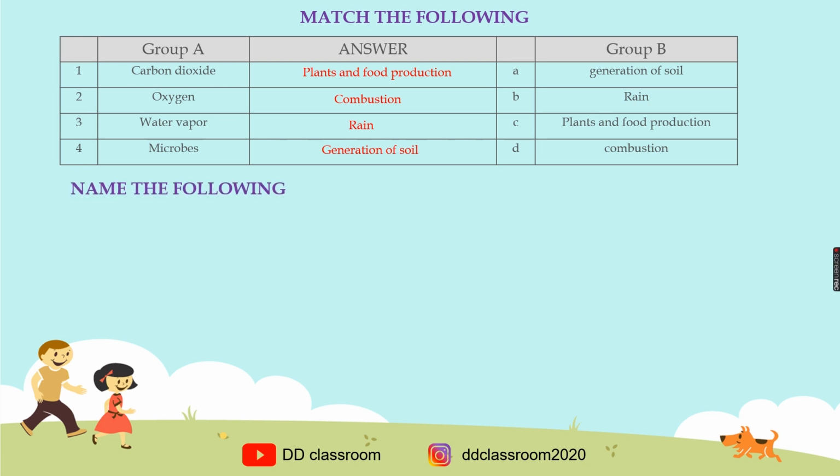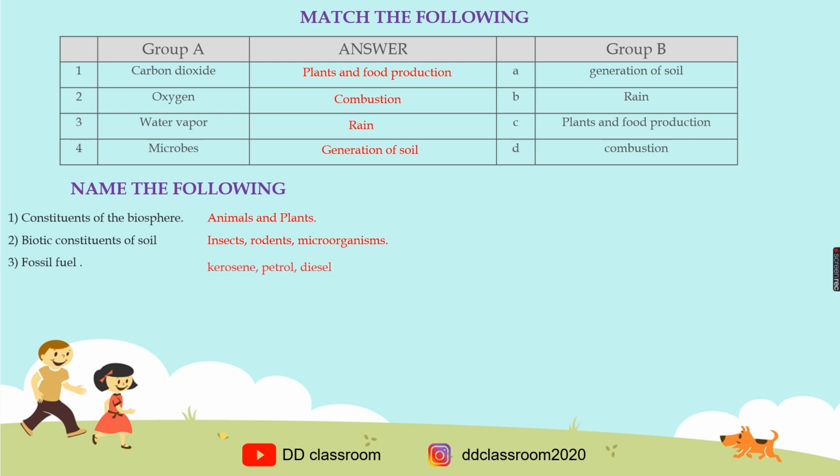Name the following. First, constituents of the biosphere. Answer is animals and plants. Second, biotic constituents of soil. Answer is insects, rodents, microorganisms. Third, fossil fuel. Answer is kerosene, petrol, diesel. Fourth, inert gas in air. Argon, krypton, xenon, neon.